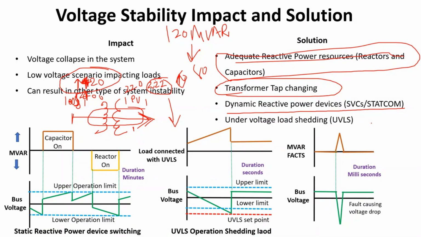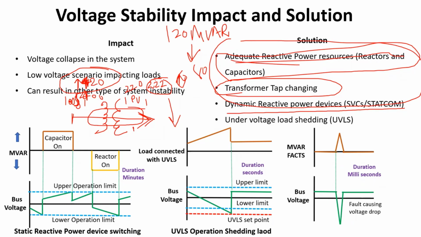And whenever there is a sudden loss of a generator, reactive power will suddenly increase in the system. At that point of time, it will again inject reactive power into the system to control the voltages. So these are the different kinds of reactive power equipment or techniques that are available.